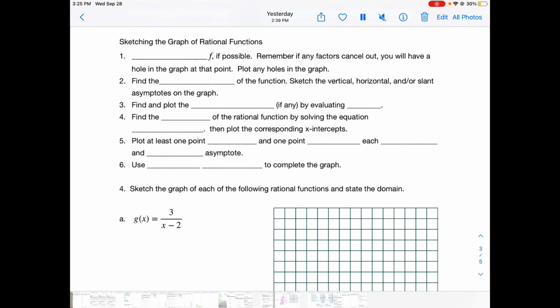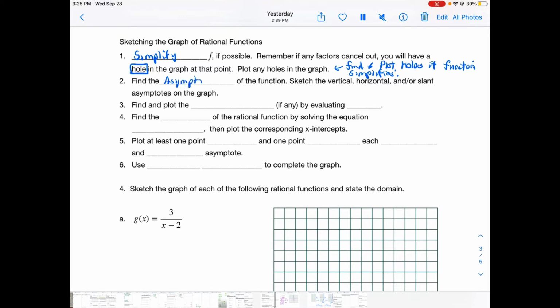Okay, now we're going to look at graphing rational functions by hand. So step 1, simplify if possible. Simplify the rational function if possible. Remember, any factors that cancel out will represent holes in the graph. So if you cancel any factors out, you need to find the holes in the graph and plot them on your graph as open circles.